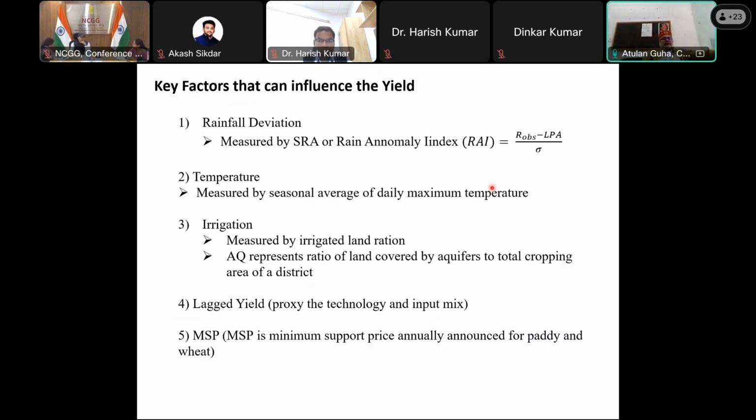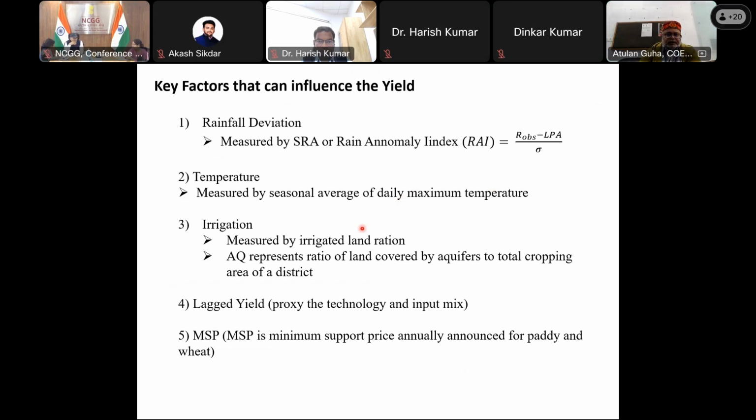So now we'll move to our work. Since it is given the audience, I'm going to be less technical. Because of this, I will not present the equations and the estimation tables. I'll just show the key factors which influence the yield, and then I will go to the results and the policy implications. I think that will attract more attention and is more important.